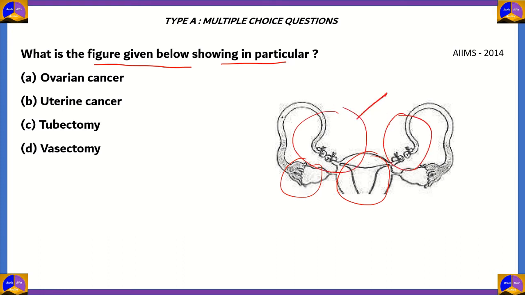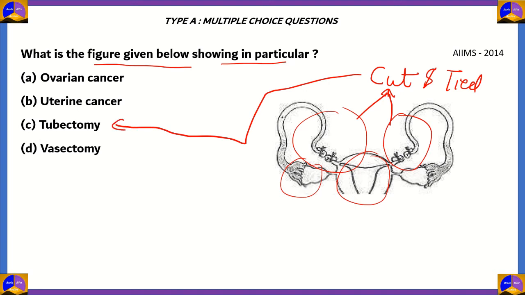But if you look at the fallopian tube, you can see that both tubes are cut and tied. So as you can see, the tube is cut and then it's tied. So when the fallopian tube gets cut and tied, then the procedure is called tubectomy. So option C, tubectomy, is the correct answer.